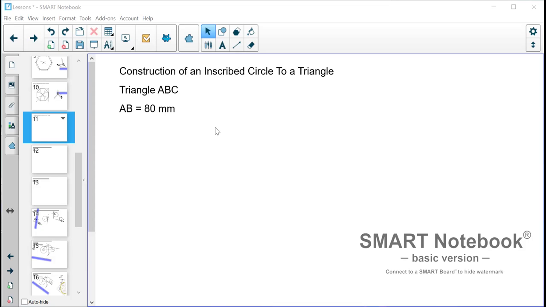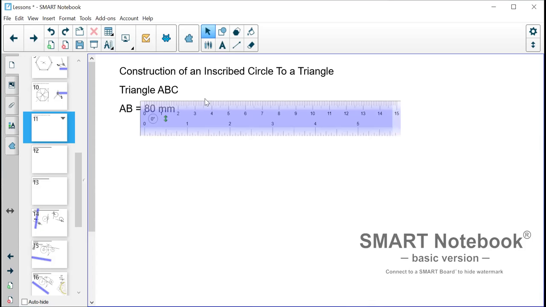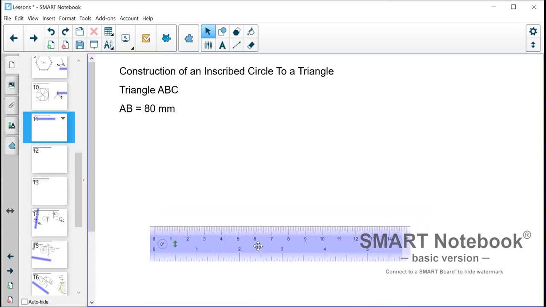All right, so information given here would be the length for the sides of the triangle. The triangle is labeled as ABC and the length for AB is 80. So we can assume that it's an equilateral triangle with all the sides being 80 mm. So I'll go straight into the steps in constructing that triangle.